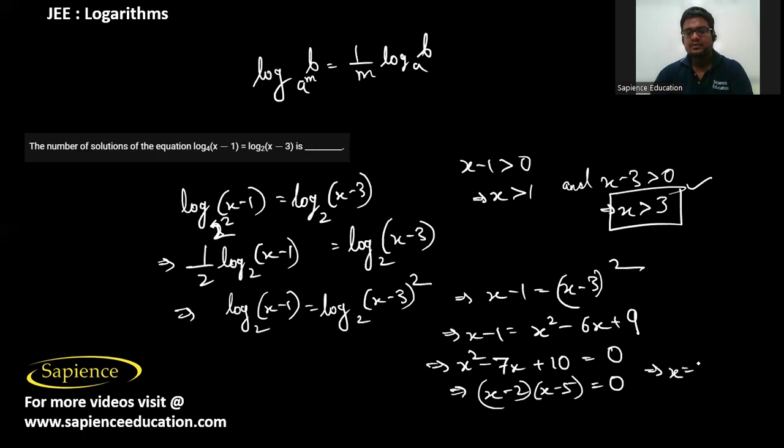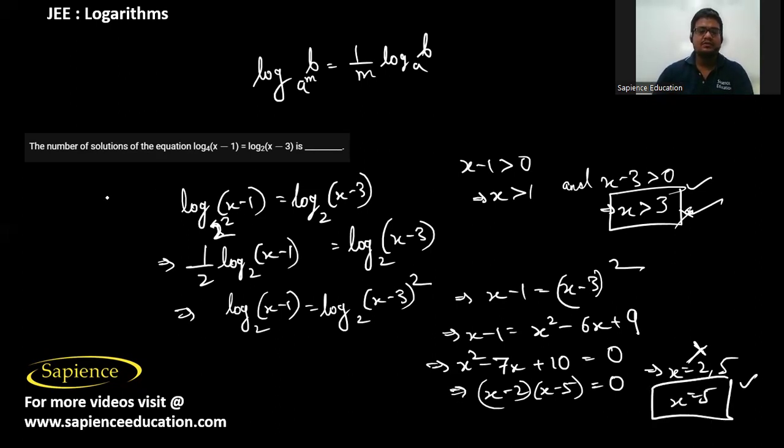It means x should be equal to 2 or 5, but it can't be equal to 2 since x should be more than 3. So x should be equal to 5 only. So the number of solutions of this equation will be 1 only. It will be 1.